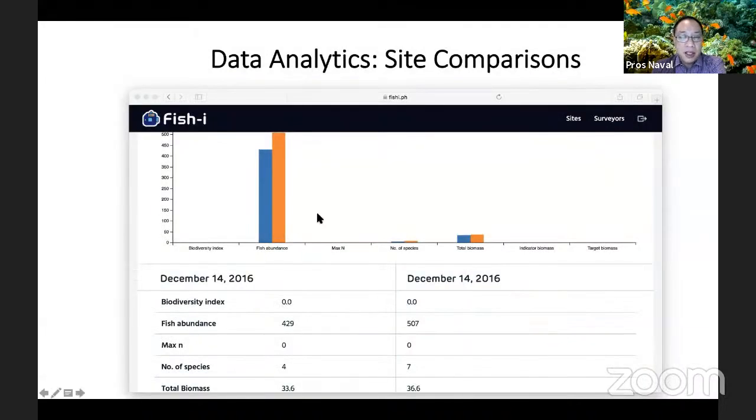So, for example, we have here a plot of two sites, inside an MPA and outside the MPA. So you can see that there's of course a difference, and you can measure the difference. This is on this particular date. So all this information is stored there for later analysis.